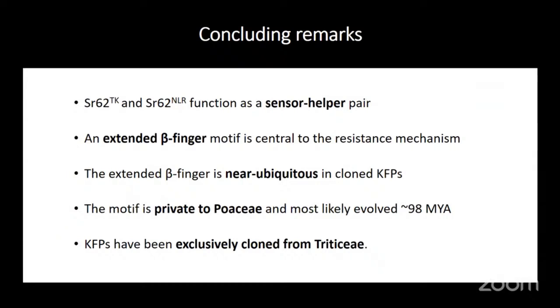The SR62 kinase and NLR function as a digenic module encoding a sensor and a helper, where the sensor is the kinase fusion protein and the helper is the NLR. And kinase fusion proteins, including SR62, have these extended beta fingers, which are near ubiquitous. We've only found one example of a functional kinase fusion protein that doesn't have this extended beta finger. And this feature is private to the Poaceae, and so most likely evolved about 100 million years ago.